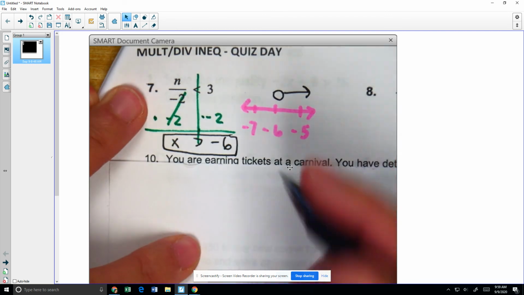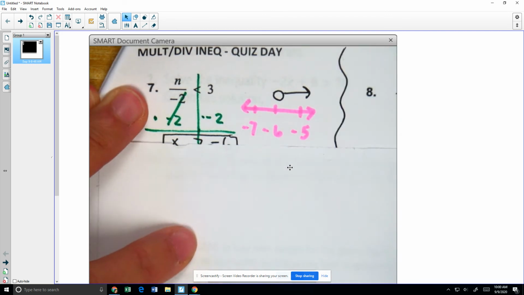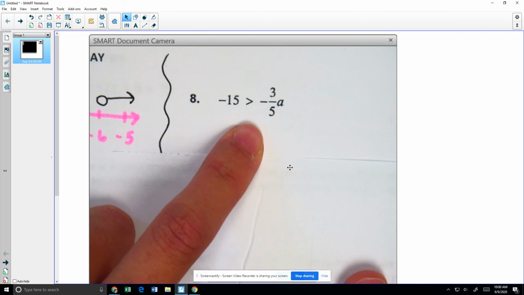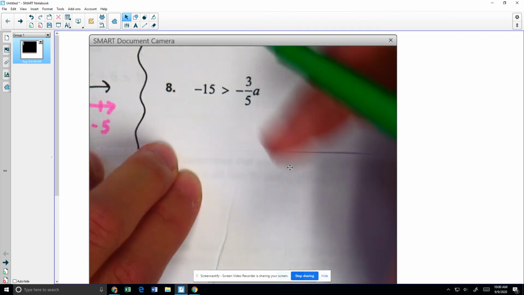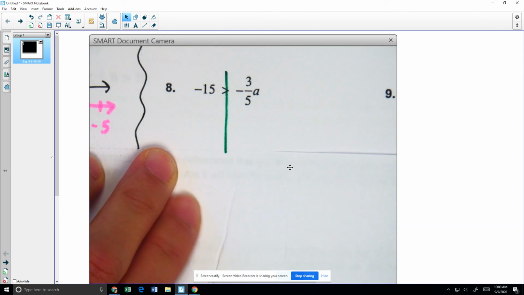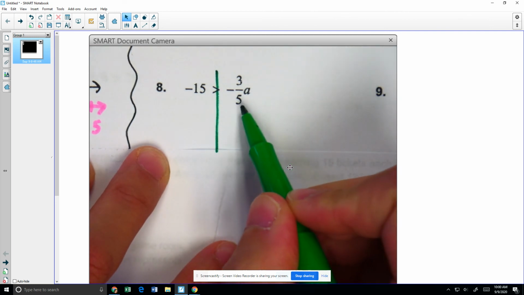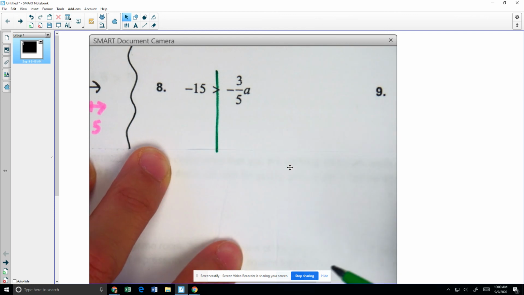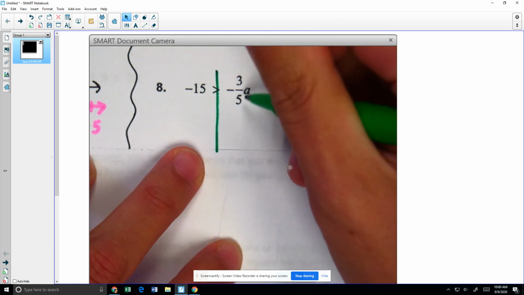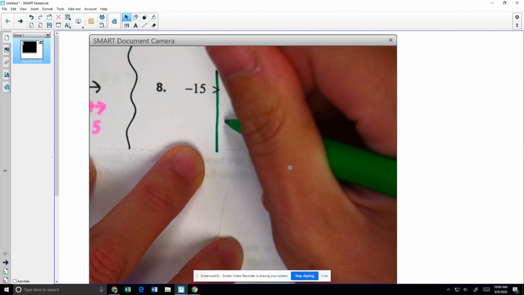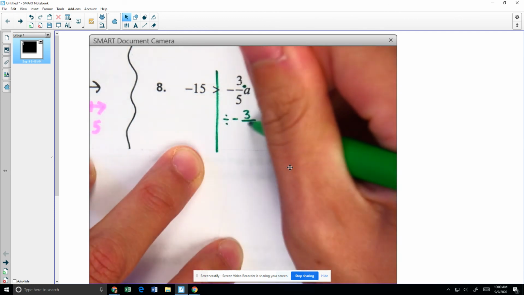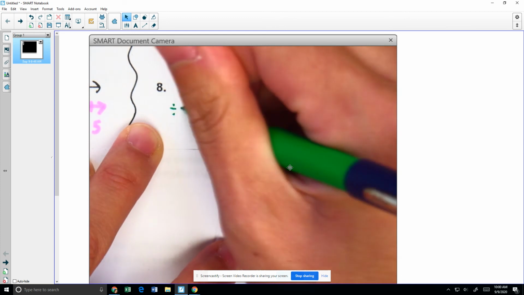All right, let's try another one. So for this one, I have a fraction, and I know that sometimes fractions freak you out. It really shouldn't, okay? Let me show you the easiest way to do a fraction. I think some of you want to multiply by 5 and then divide by 3. You're taking an extra step. You know this is -3/5 times a. So if it's -3/5 times a, all you have to do is divide, do the opposite by -3/5.